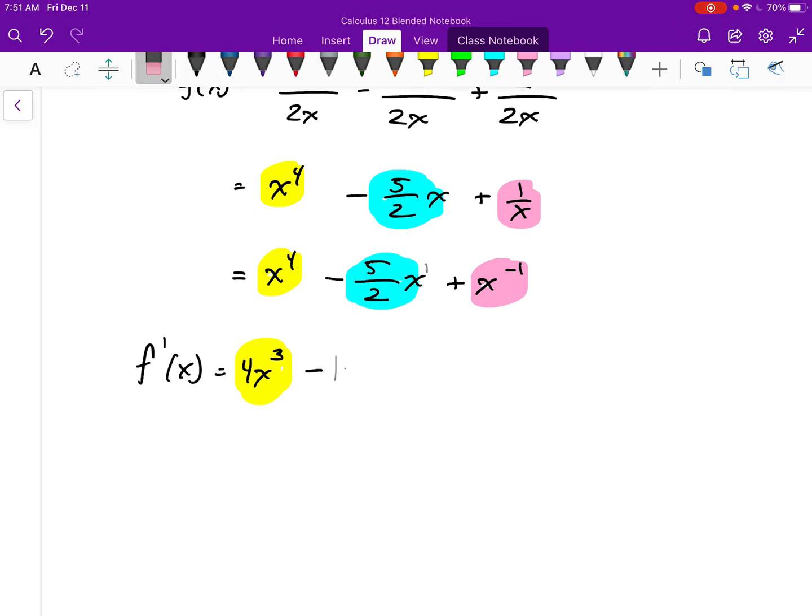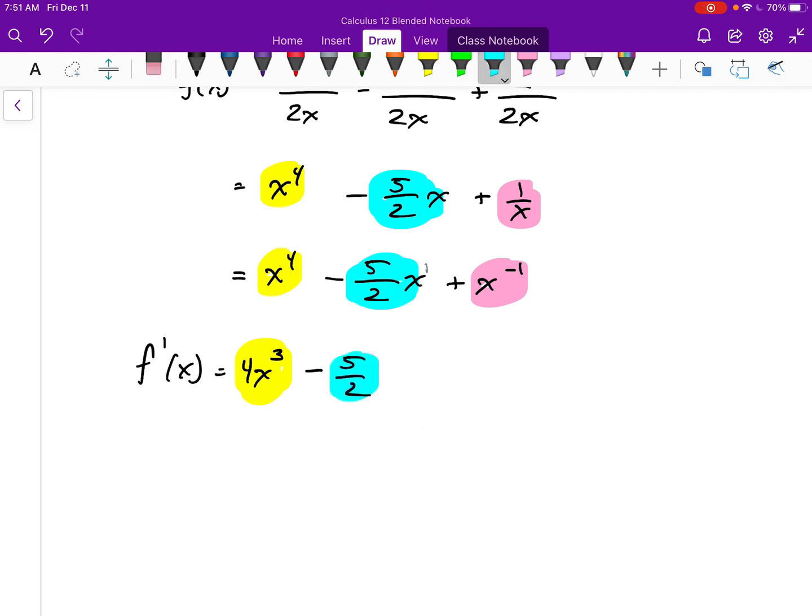Actually, I'll put the 5/2 first. So times 1, which is kind of silly. I'm going to erase that. Times x to the power of 0. That said, while it's not wrong, x to the power of 0 equals 1. And so really, I have negative 5/2 times 1 times 1. So in the end, all I have is negative 5/2.